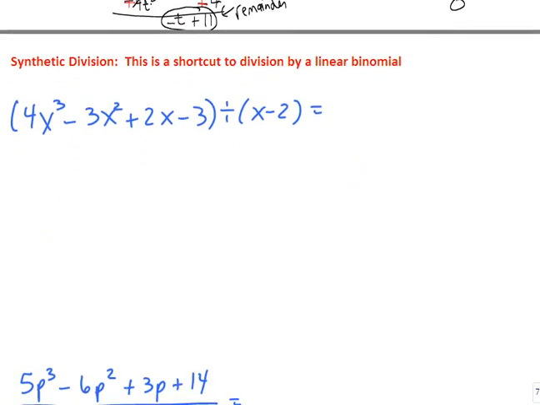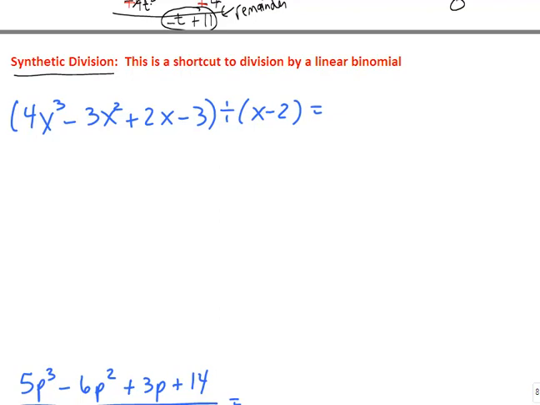Alright, the last topic that we're going to talk about is a special case of division. This is the one other shortcut we have to long division. If we are dividing by a binomial that is linear, which means it's x to the first power, then we get to use something called synthetic division. So anytime you're dividing by two terms where the x is raised to the first power, we're going to use a shortcut. Now synthetic division is really the same exact thing as long division, but it doesn't keep track of all the variables. All it keeps track of are your coefficients.